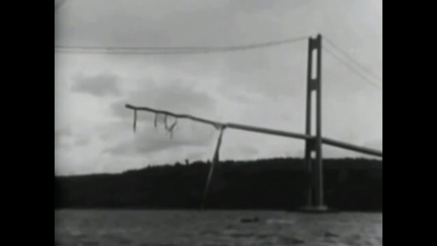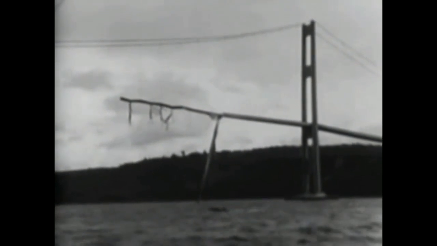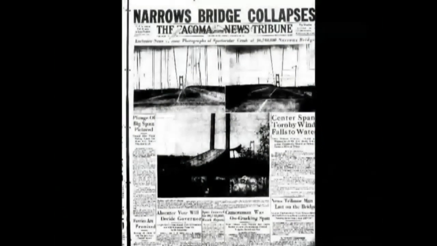Along with pieces of the deck, Leonard Coatsworth's car and dog fell. The dog was the only casualty of the collapse. 11:10 a.m. saw the end of it all. Galloping Gertie hung limp and broken. The hopes it had inspired had been crushed. The tragedy was complete. Gertie's collapse came as a shock to the public.